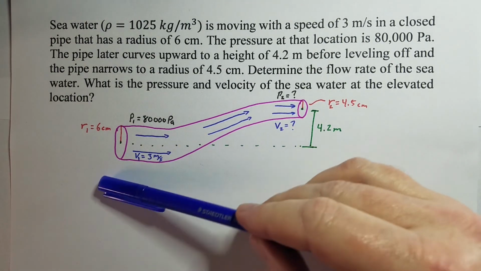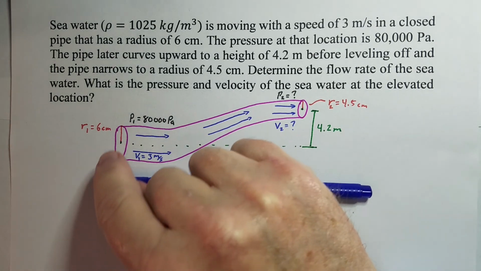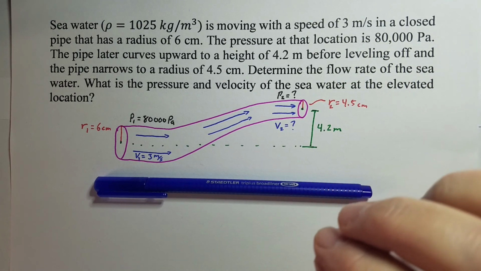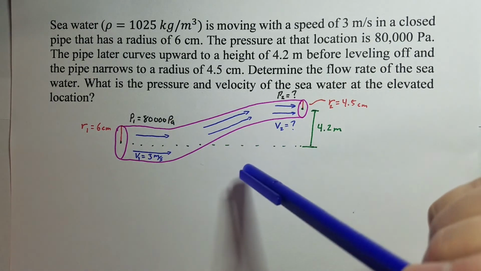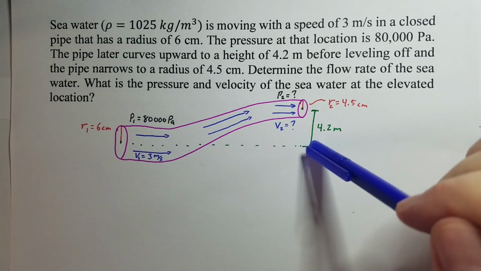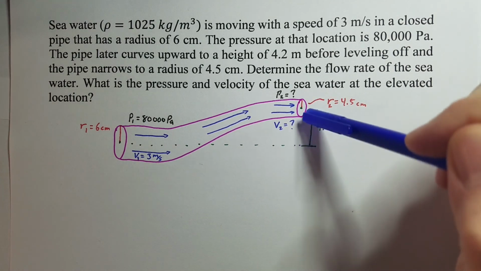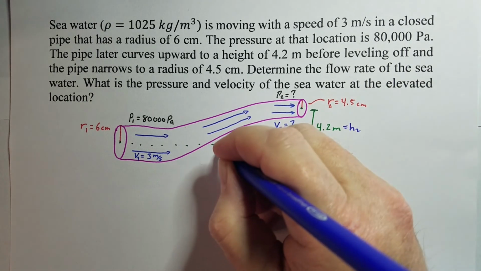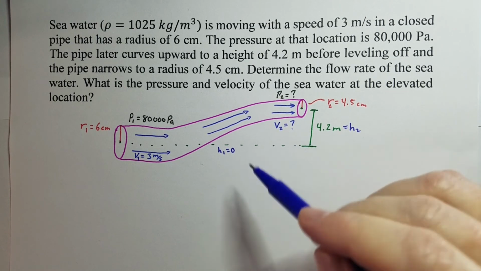Now normally there's a ground level down here and they tell you the height between the ground level and the center of the pipe on either side. But since Bernoulli is based on energy, we can reset our zero to whatever we want. So I always set the center of the lowest part of the pipe to be my 0 point, and then I have a positive height that it goes to. So this will become my H2, while H1 is going to be 0. So that's one thing I do to help simplify the problem.